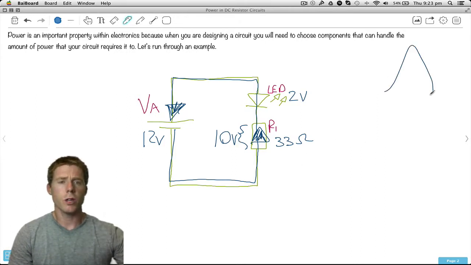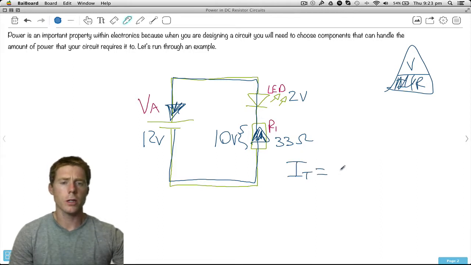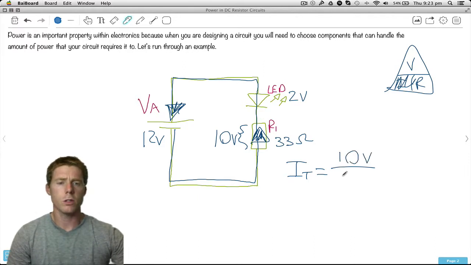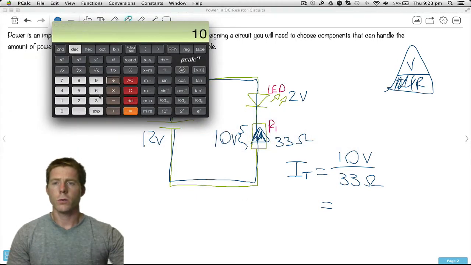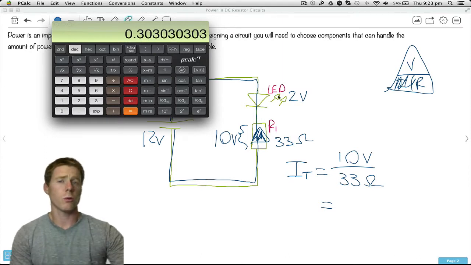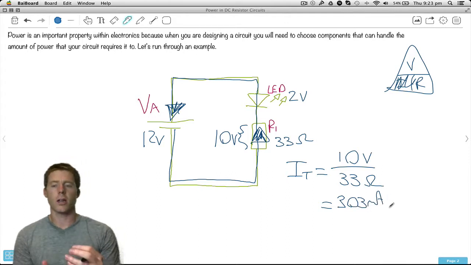So how do we get current? Well, we need voltage and we need resistance. So current equals V on R. So current in the circuit, which is the current through R1, same thing, equals 10 volts divided by 33 ohms. And what do we get? 10 volts divided by 33 ohms is 0.303, which is around about 300 milliamps, but 303 milliamps.